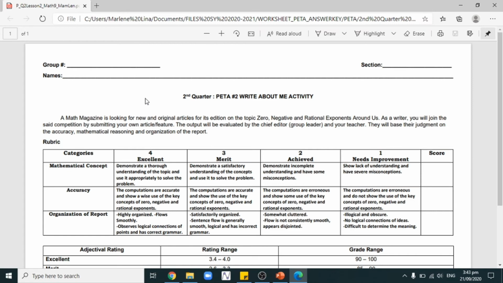Here is the PETA number 2 entitled Write About Me activity. A math magazine is looking for new and original articles for its edition on the topic zero, negative, and rational exponents around us. As a writer, you will join the said competition by submitting your own article or feature. The output will be evaluated by the chief editor or your group leader, and I'll be the one who will choose the group leader, and also your teacher, which is me. They will base their judgment on the accuracy, mathematical reasoning, and organization of the report.